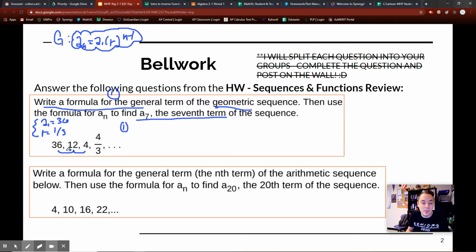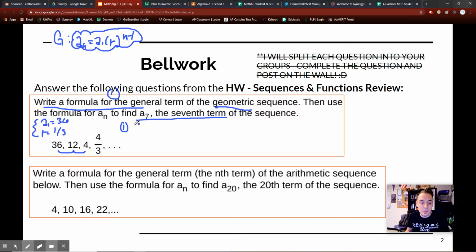36 divided by 3 gives me 12. 12 divided by 3 gives me 4. So if I take 36 times 1/3 or 12 multiplied by 1/3, I get 12, I get 4, and so forth. So that's what I want, okay? Don't freak out because you see this little fraction here. 4 times 1/3 is 4/3, right? So those are my variables, a sub 1, r.